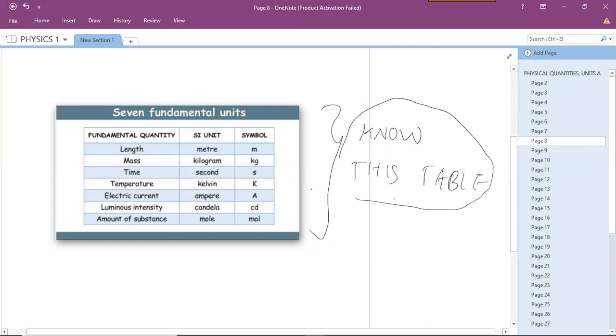You do not want to lose marks, so you have to know your basic fundamental units: length, meter, small letter m; mass, kilogram, kg; time, second; temperature, Kelvin. Please, not degrees Celsius, it's Kelvin. Current, when we do electricity, ampere, capital letter A. Luminous intensity, the one I was telling you about, candela, cd, and amount of substance, which is mole, symbol mol. Know this table. It's very, very important for your exams. You do not want to lose marks, so you have to know this table.